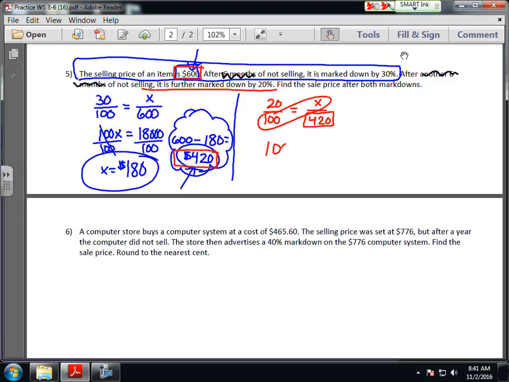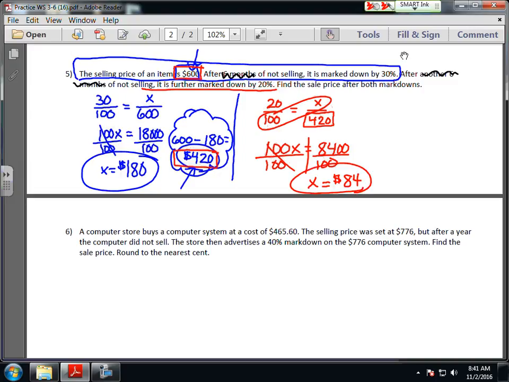100 times x is 100x. What is 20 times 420? 8,400. Divide both sides by 100. What do you get as a dollar amount? $84.